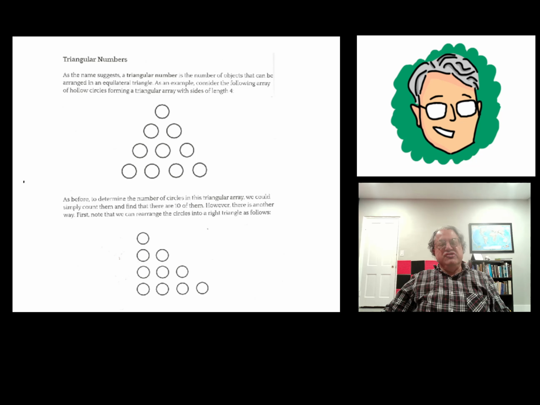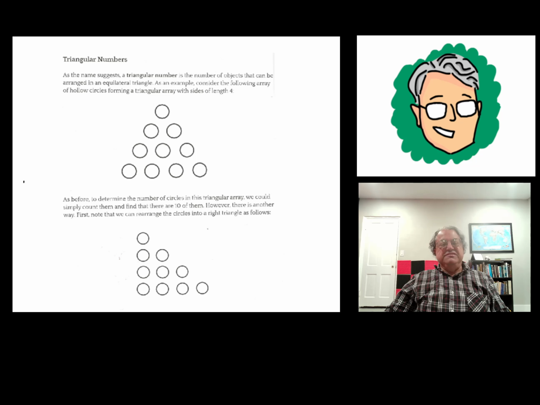Well, you can do a little trick. I'll show you how this trick works. The first thing you do is rearrange these objects, circles in this case, slightly. You change it from an equilateral triangle to a right triangle. And that's pretty easy to do. You just slide the circles in each row over to the left. So now you've got one circle on the far left in the top row, and then in the second row you've got a circle on the far left, and then a circle to the right next to it, and so on, all the way down to the last row.